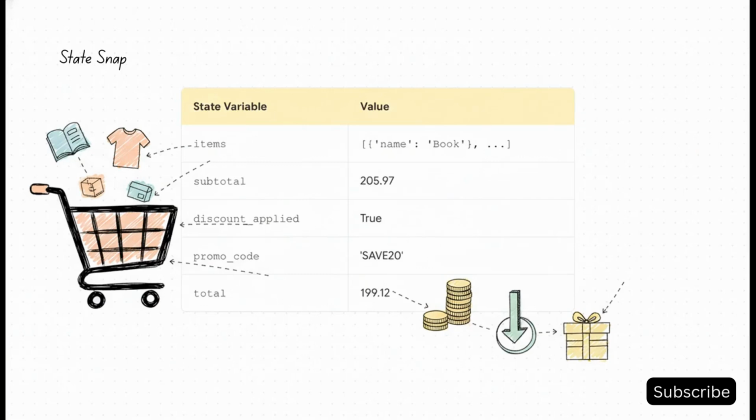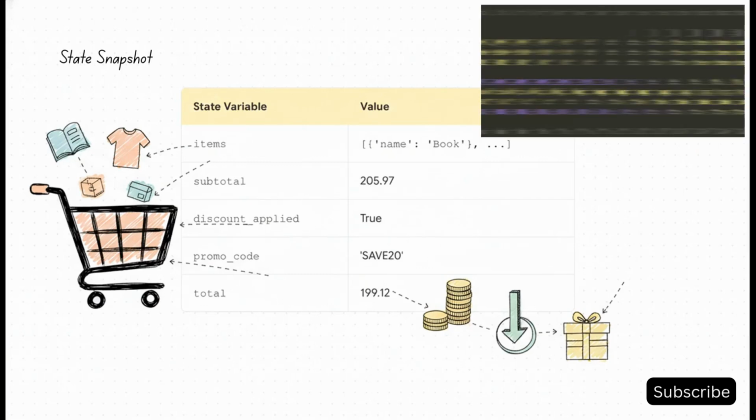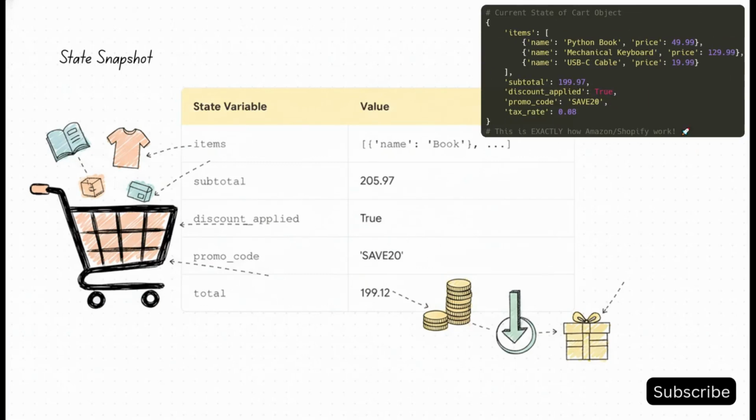And here's what that looks like under the hood. After a few operations, the cart's complete state is just a collection of all these different variables working together. You've got the list of items, the subtotal, that discount flag, the promo code, and the final calculated total. All of them together create a perfect snapshot of the cart's current state. And make no mistake, this is exactly how sites like Amazon and Shopify manage your order behind the scenes.